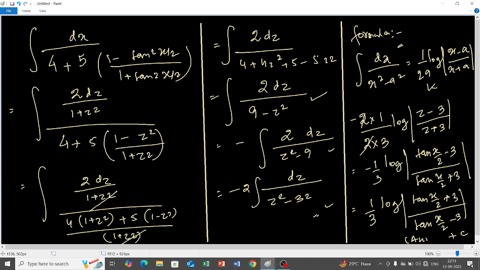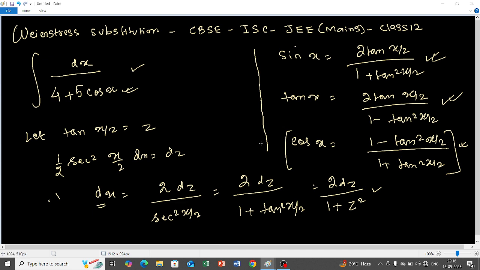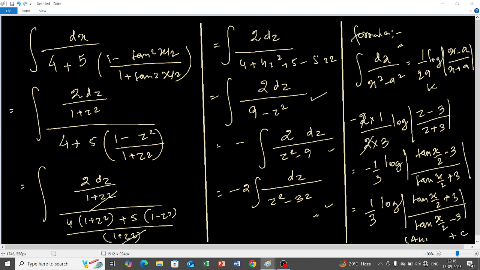What is a over here? 3. Log mod of x minus a, so here it is z: z minus 3 by z plus 3. 2 gets cancelled out. We are getting minus 1 by 3 log mod of, now what is z over here? z is tan x/2. So therefore tan x/2 minus 3 by tan x/2 plus 3.